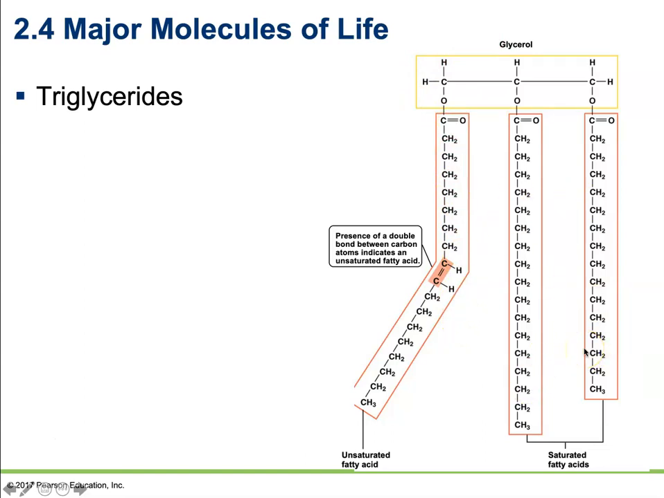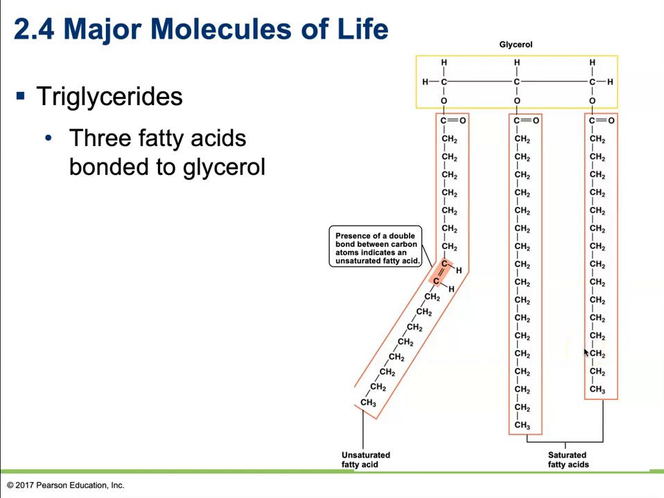So we're going to look at the structure a little bit. We have three fatty acids bonded to a single glycerol. What type of reaction would you use to bind glycerol to the fatty acids? Are you going to use a dehydration synthesis or a hydrolysis reaction? What are you going to use if we want to assemble this molecule?